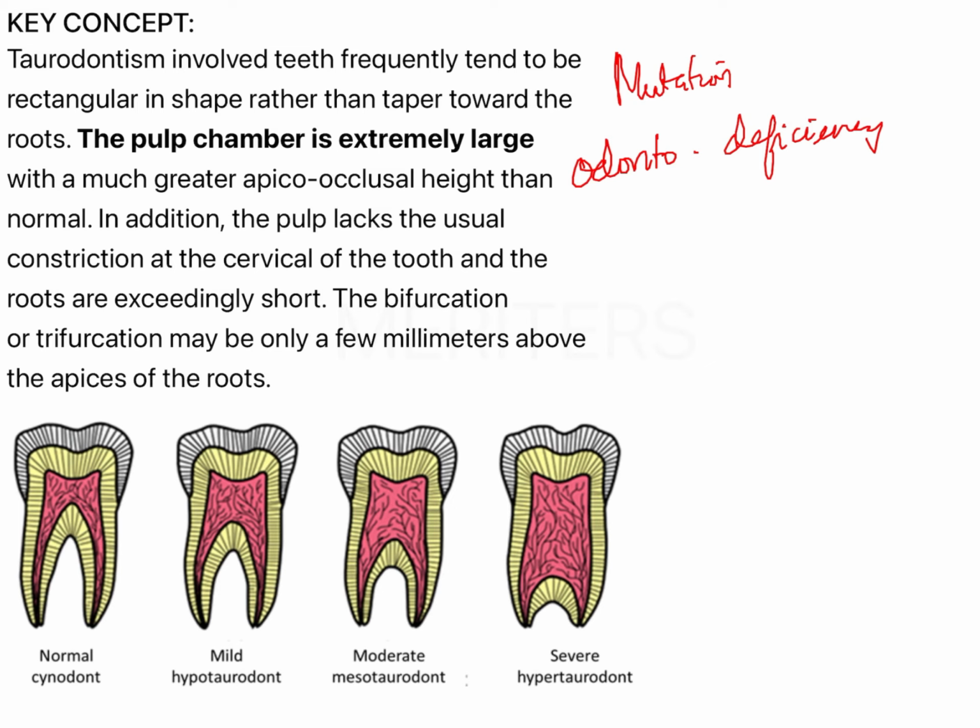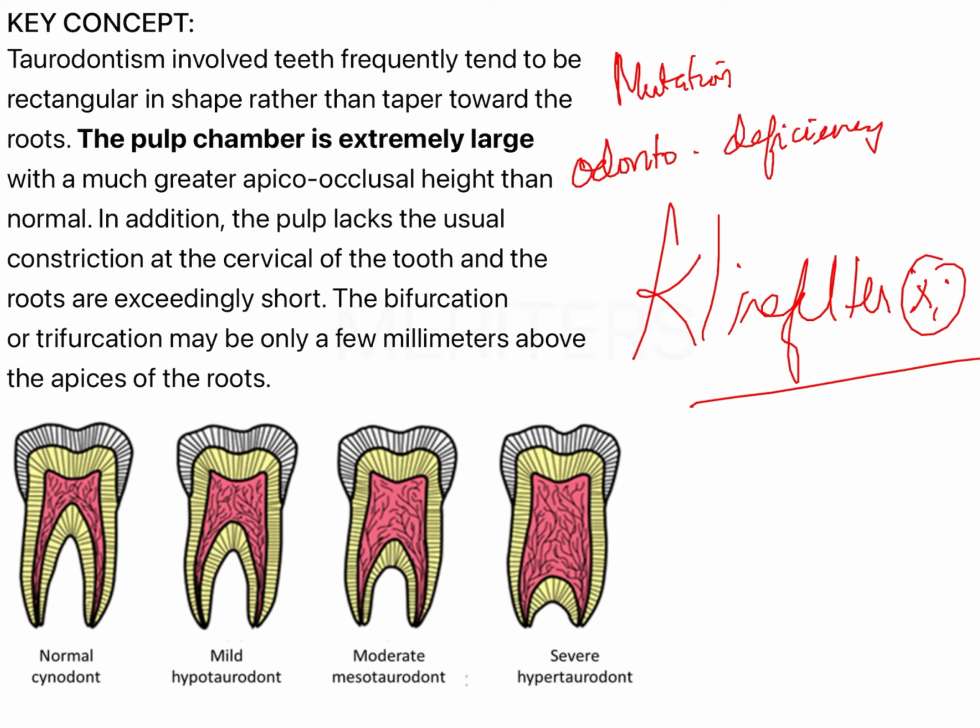So if you see the hereditability of taurodontism, it is hereditary, and this has been seen in families. And what you have to know is it is being reported in a number of conditions like Klinefelter. Klinefelter, important MCQ. Taurodontism is seen in Klinefelter.